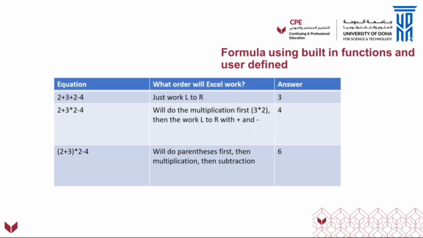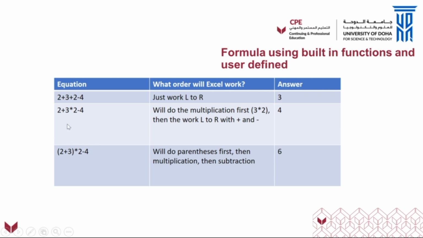Now we'll be looking at three examples and confirm if you have understood it. If you look at equation number 1 here, this is 2 plus 3 plus 2 minus 4. Excel will be looking for parentheses. There are no parentheses. The next thing is exponent. There are no exponents. Then multiplication, none, no division. There is addition and then there is subtraction. So now it will go from left to right. It does the additions first and then the subtraction. So 2 plus 3 is 5, 5 plus 2 is 7, 7 minus 4 is 3. That's the answer.